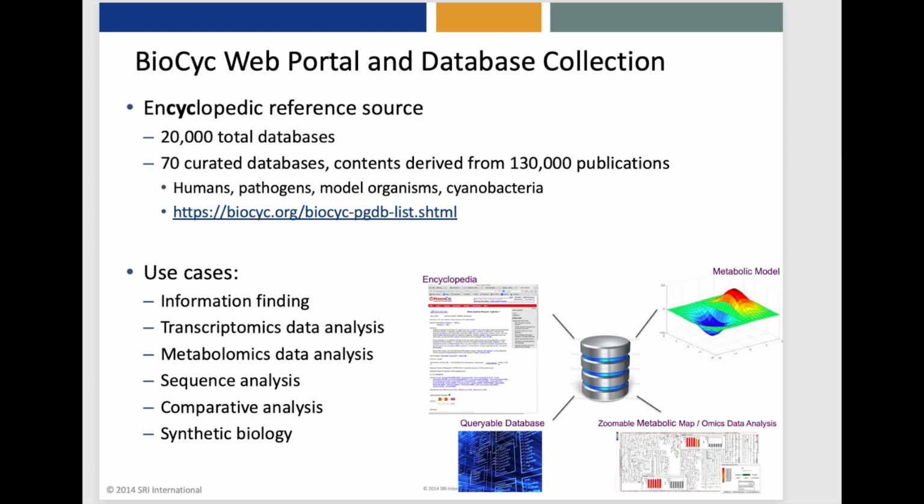Now, overall, BioCyc contains 20,000 databases for sequenced organisms, mostly microbes. Of the 20,000 databases, 70 are curated, with their contents derived from 130,000 publications. And the organisms in BioCyc span humans, pathogens, model organisms such as yeast and mouse, cyanobacteria, and many more. And BioCyc overall supports the use cases listed here: basic information finding, analysis of transcriptomics and metabolomics data, sequence analysis operations, most of which you haven't seen yet, comparative analysis, and synthetic biology.